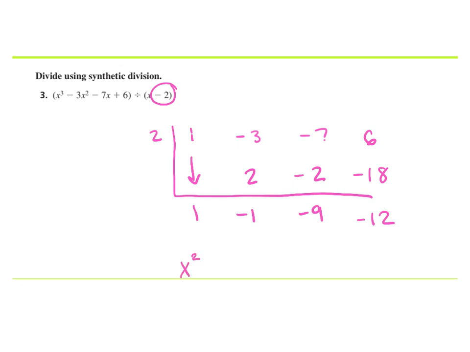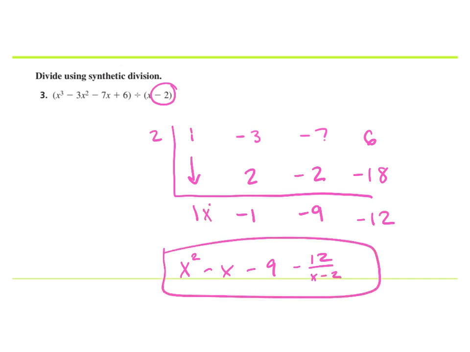Whoa, that was super quick. X squared minus x minus 9 minus 12 over x minus 2. So this is our x squared, this is our x, this is our constant, and this is our remainder.